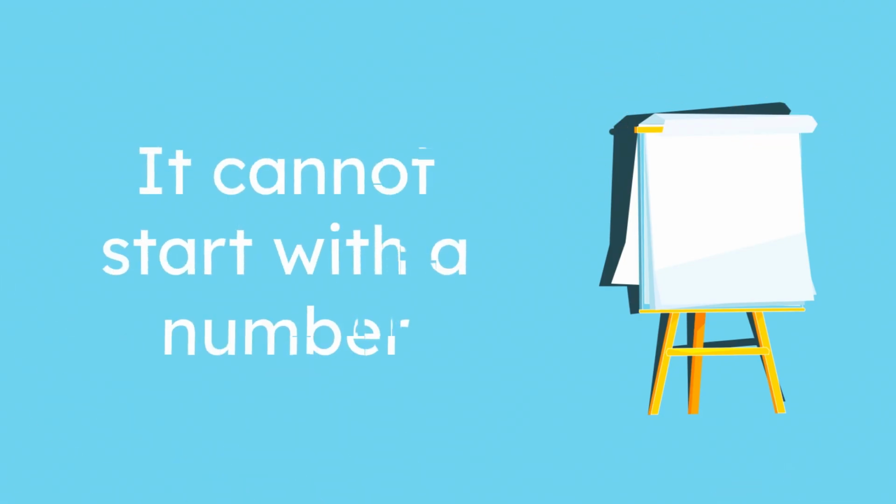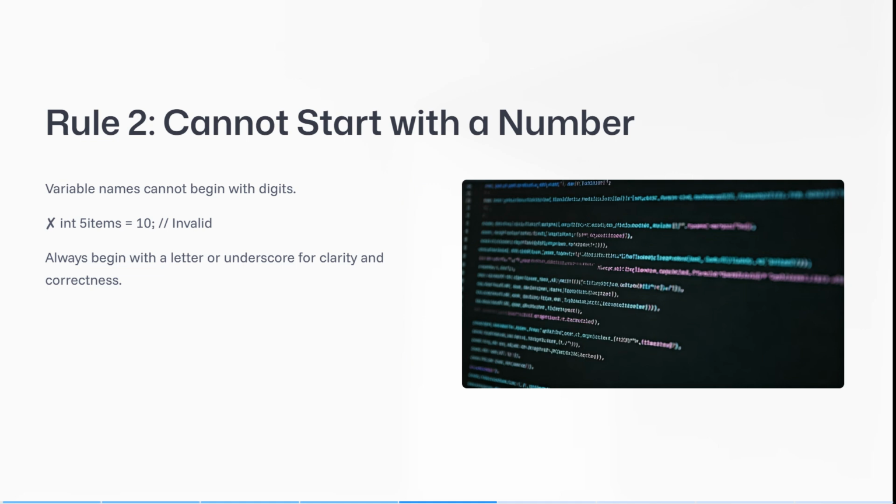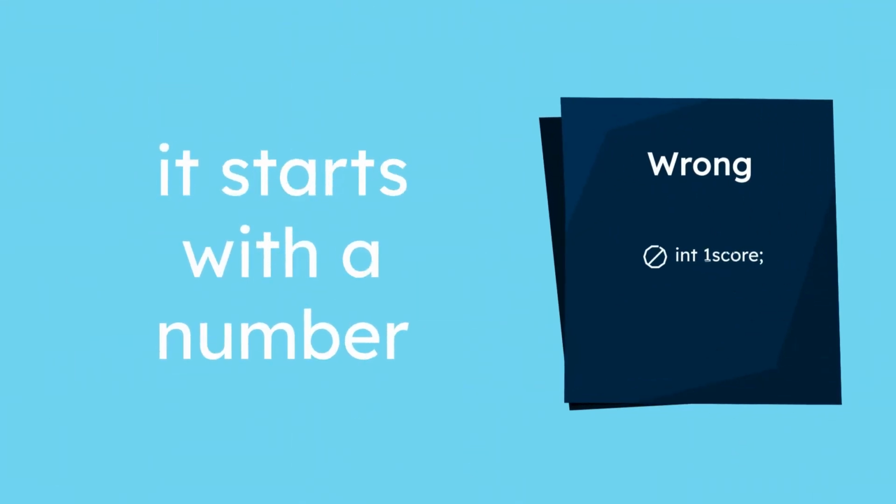It cannot start with a number. As mentioned, variable names cannot begin with digits. If you try to write something like int 5items = 10, the compiler will throw an error. C# expects that the first character gives a clue about the variable, and numbers don't serve that purpose. So always begin with a letter or underscore. Example, int 1score. This is incorrect because it starts with a number.